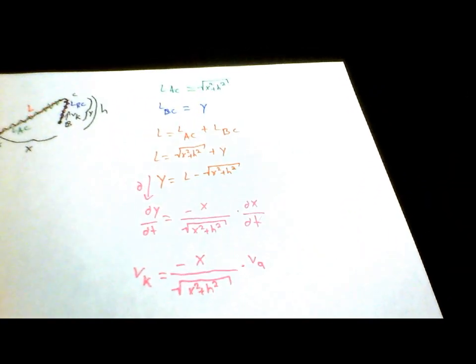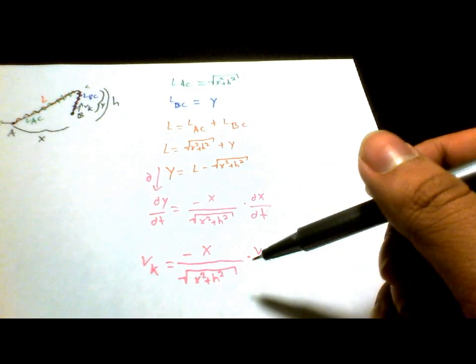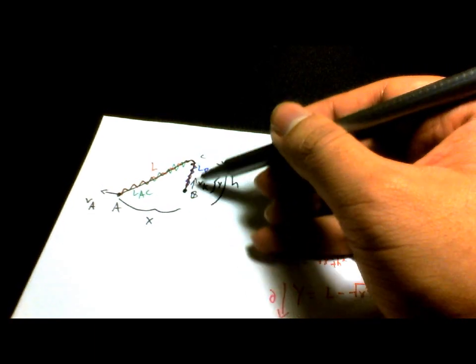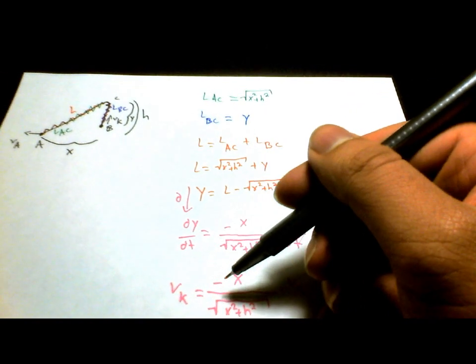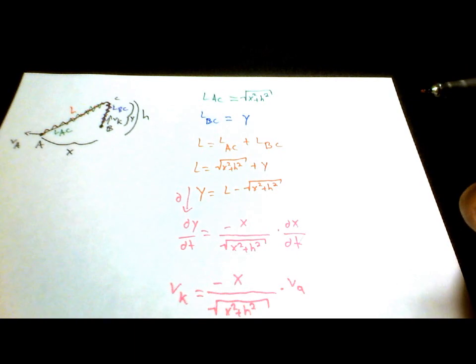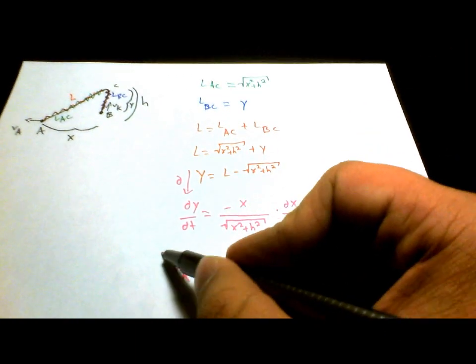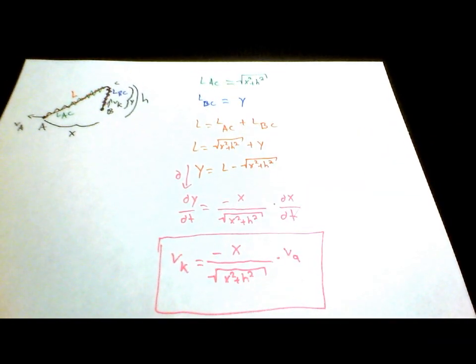Now, the answer you're going to get, if you notice, is negative. That makes sense because if you go back up here, the rope is getting shorter, so its length changing is negative. Really, the negative just shows the direction. It doesn't really matter because the question just asks for the absolute value. So there's our final answer in pink.